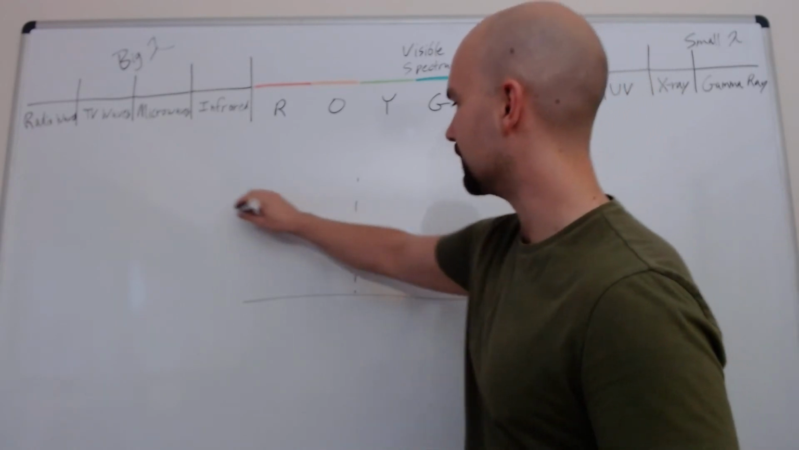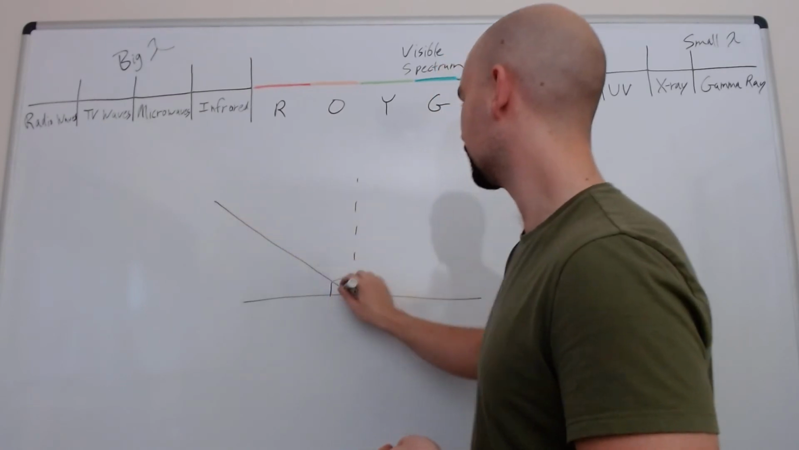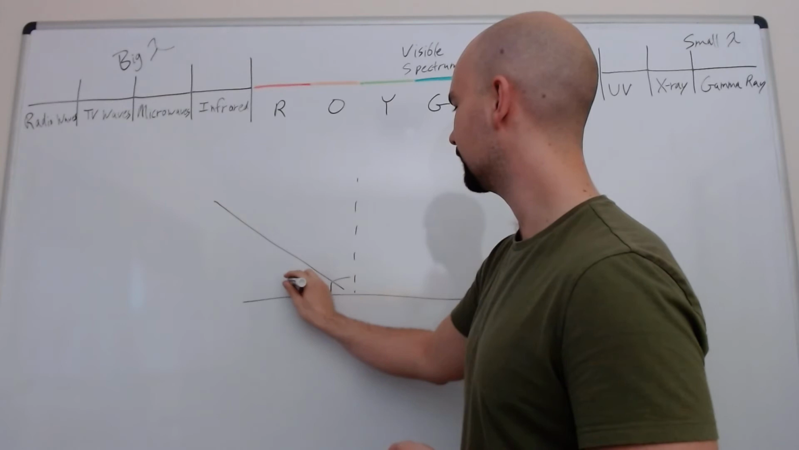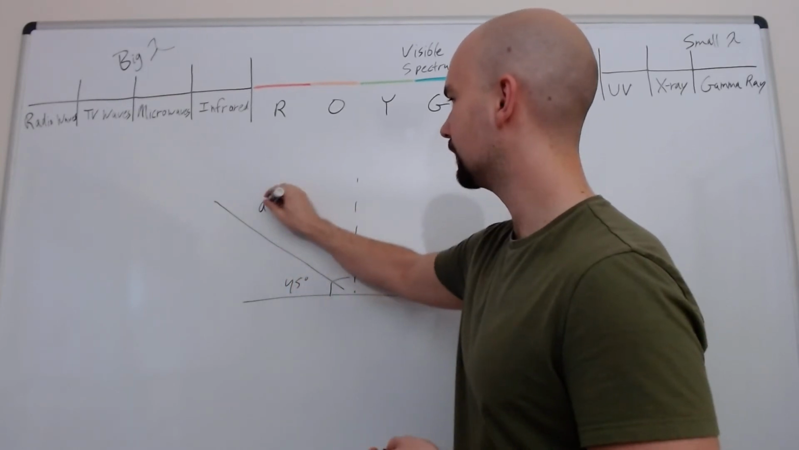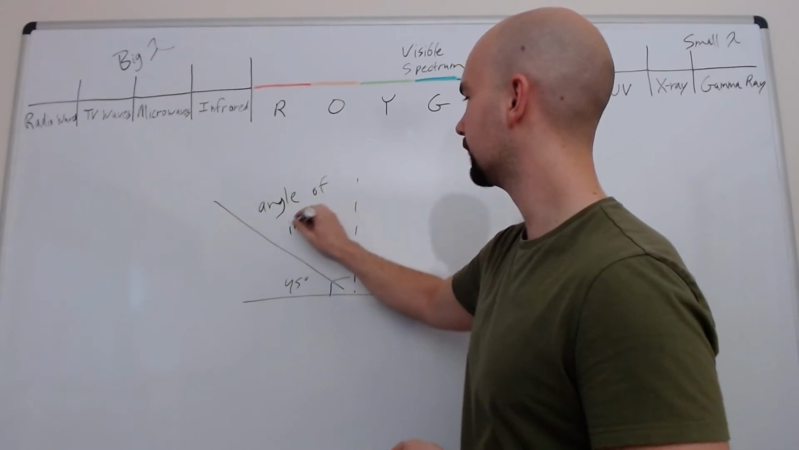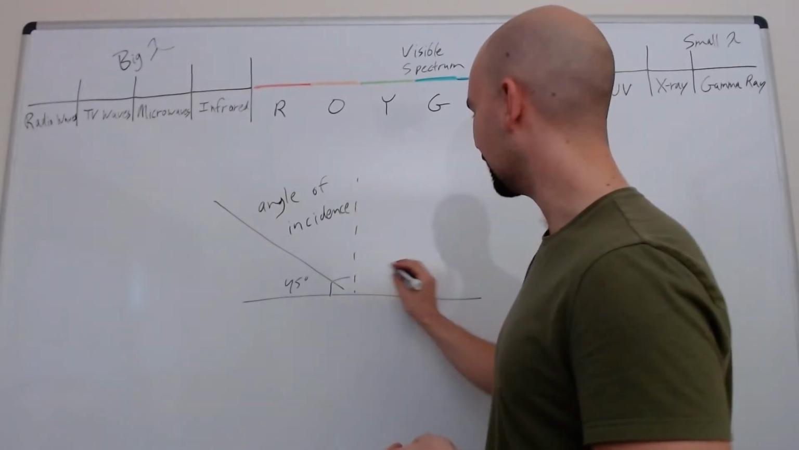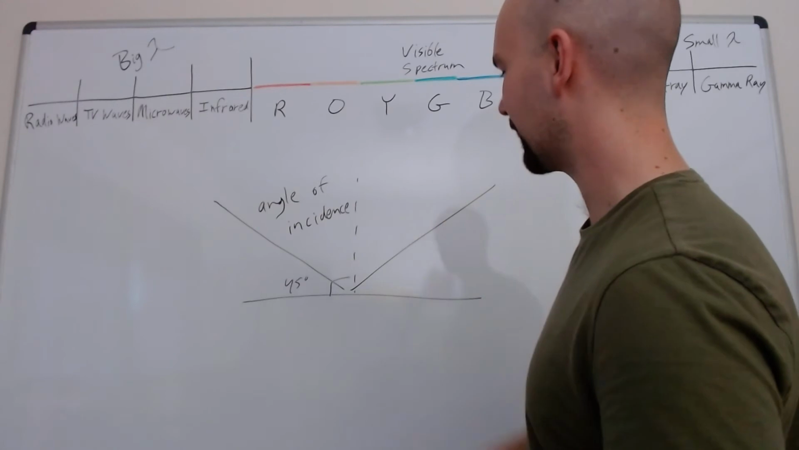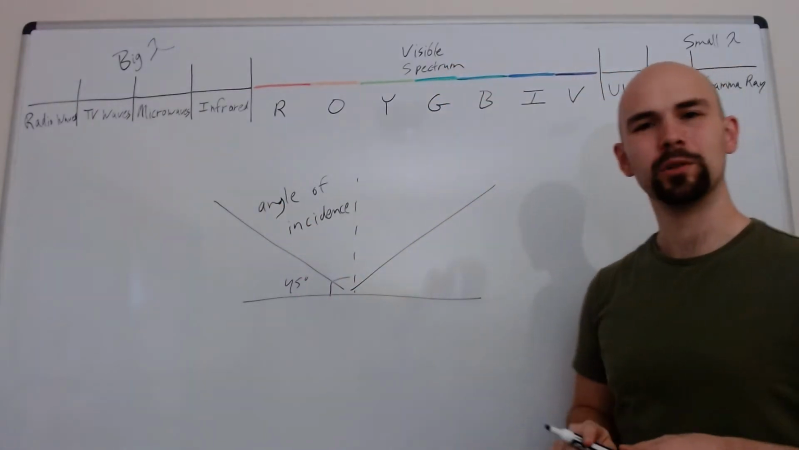So if light comes in at, say, a 45-degree angle, then we're going to call this 45-degree angle, as it's coming in, the angle of incidence. And then when it leaves, it's leaving at 45 degrees because the angle of incidence was 45 degrees.